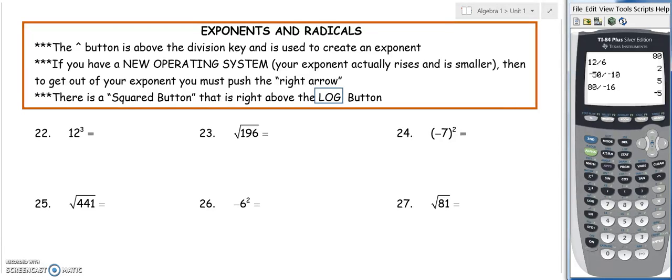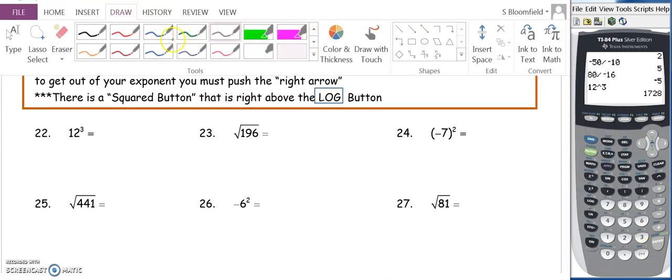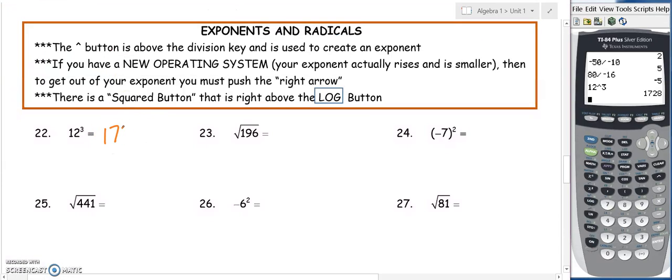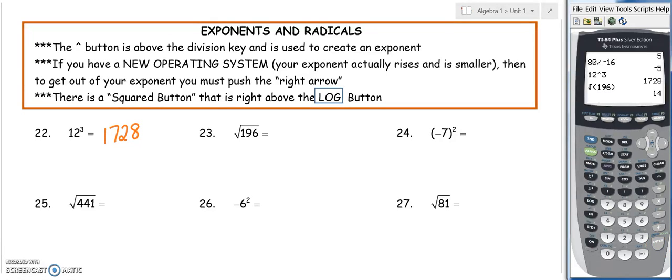22 is 12 cubed. So we're going to put 12 caret 3, and we get 1,728. 23, the square root of 196. So we're going to do second squared. Make sure you hit the second key first in order to get this symbol at the top, which is our square root. 196, close. On some calculators, it doesn't give you these parentheses, so in order to get out of your radical, you would have to hit the right arrow button. So that's 14.